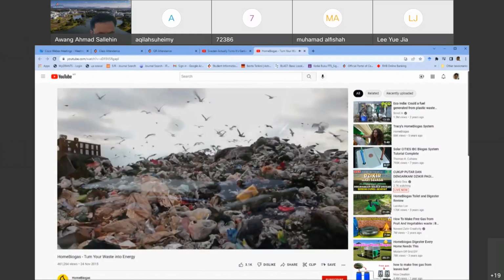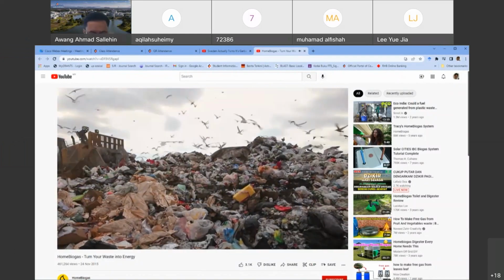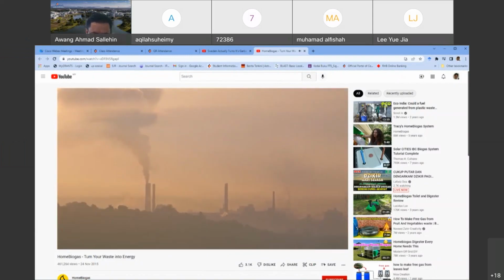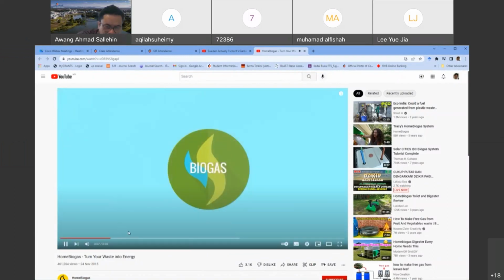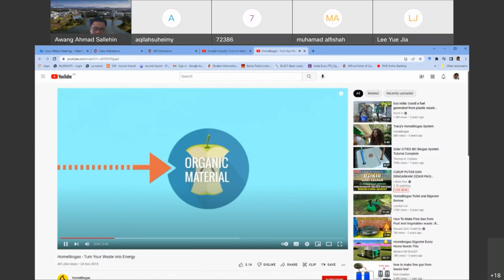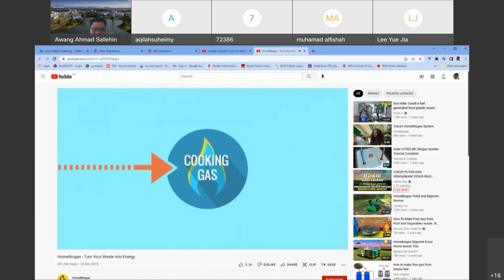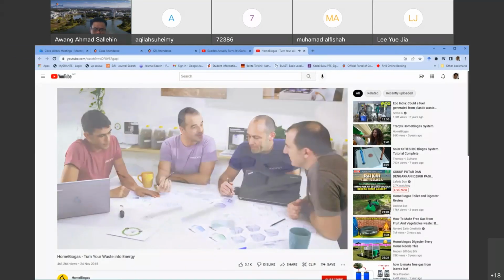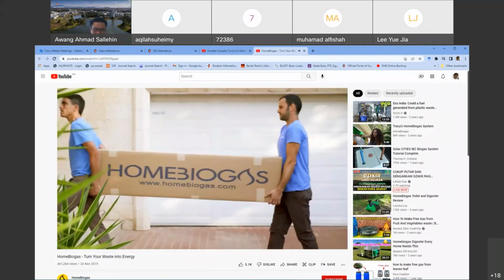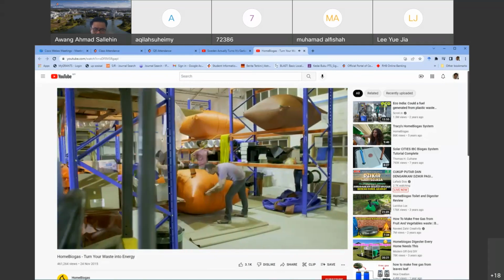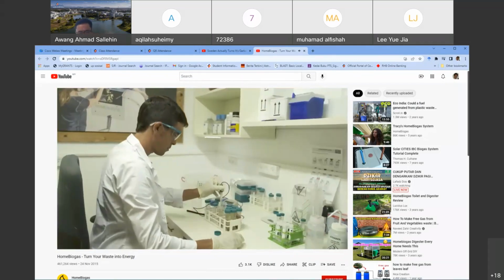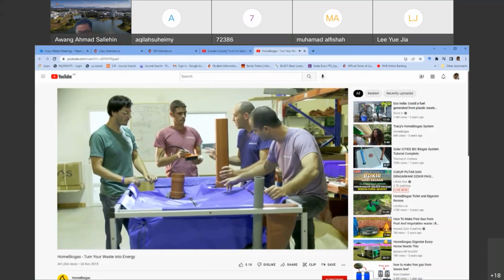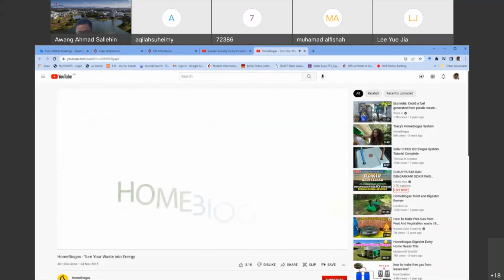Food waste and declining energy sources are major environmental hazards. Biogas is the solution. It's a natural process in which organic waste is converted into cooking gas. Five years ago, we went on a mission to bring biogas to every home. We grouped the best engineers, scientists, designers, and product people together. And now it's here: Home Biogas.